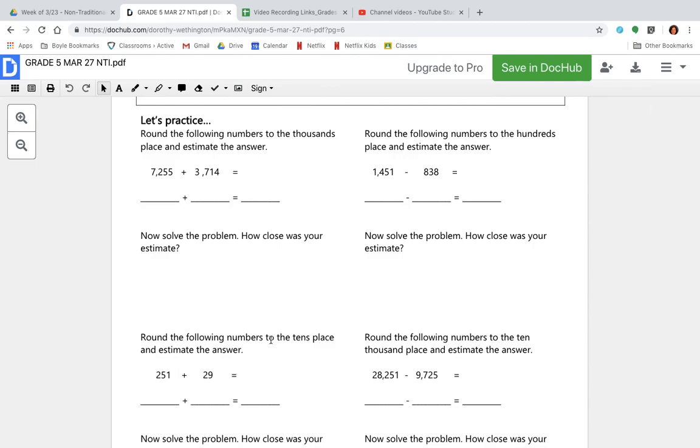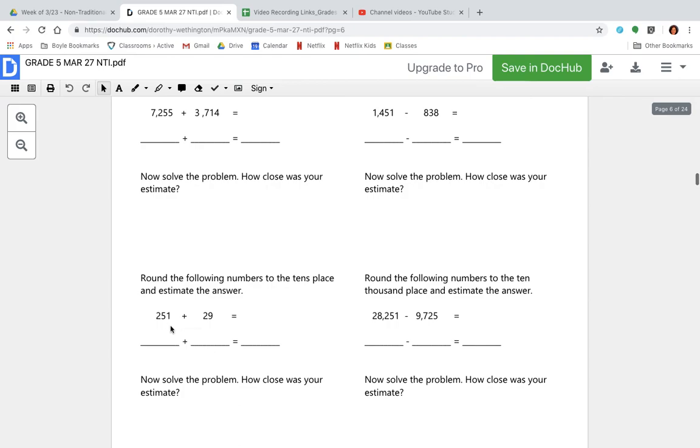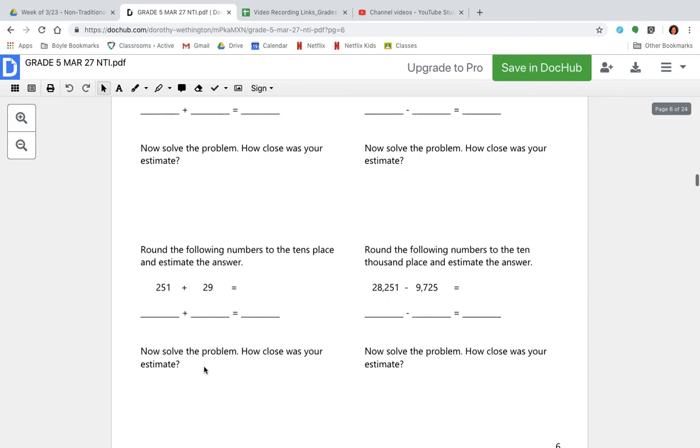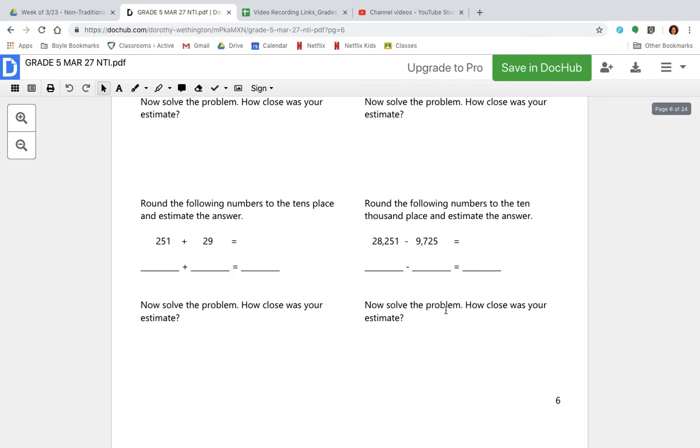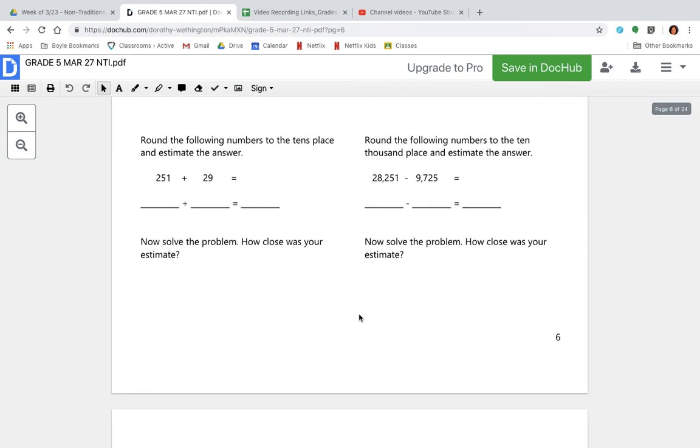Round the following numbers to the tens place and estimate the answer. 251 plus 29 equals. Now solve the problem. How close was your estimate? Round the following numbers to the 10,000s place and estimate the answer. 28,251 subtract 9,725 equals. Now solve the problem. How close was your estimate?